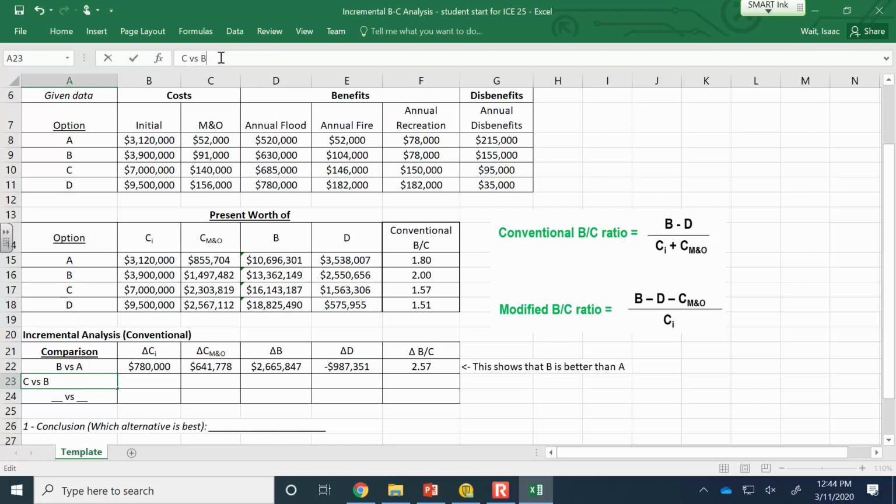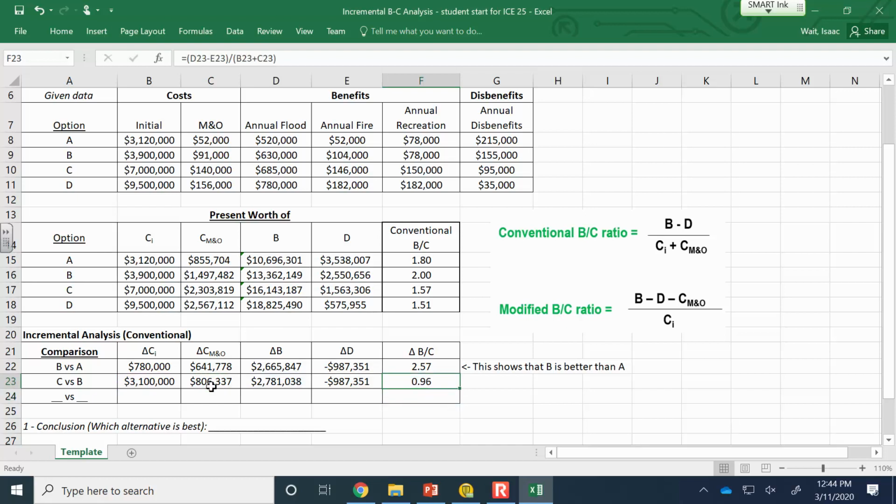So B is my champion right now. C is the challenger. So C versus B. So I have the incremental costs, the incremental benefit, disbenefits. So then I say, let's do this. Benefit minus disbenefit divided by the sum of the costs.